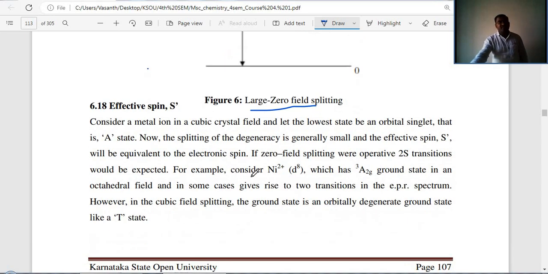For the effective spin here, consider a metal in a cubic crystal field. With zero field splitting operative, transitions would be expected. For example, nickel 2 plus is in a d8 configuration, which has a 3A2g ground state in an octahedral field, and in some cases gives rise to two transitions in the EPR spectrum.